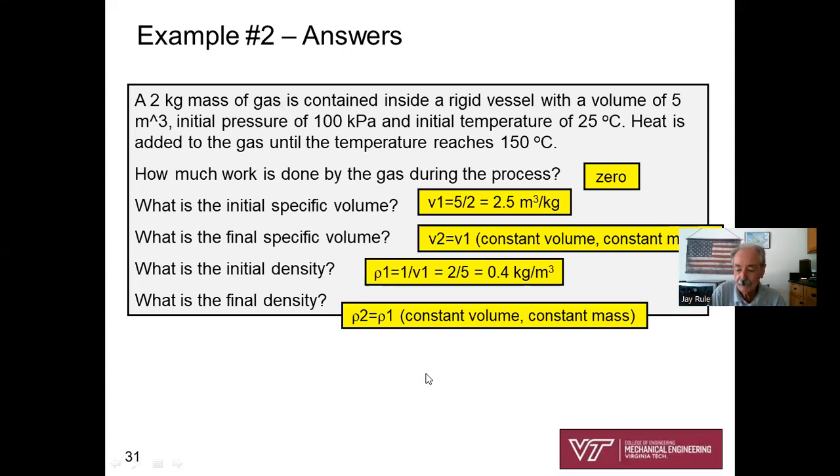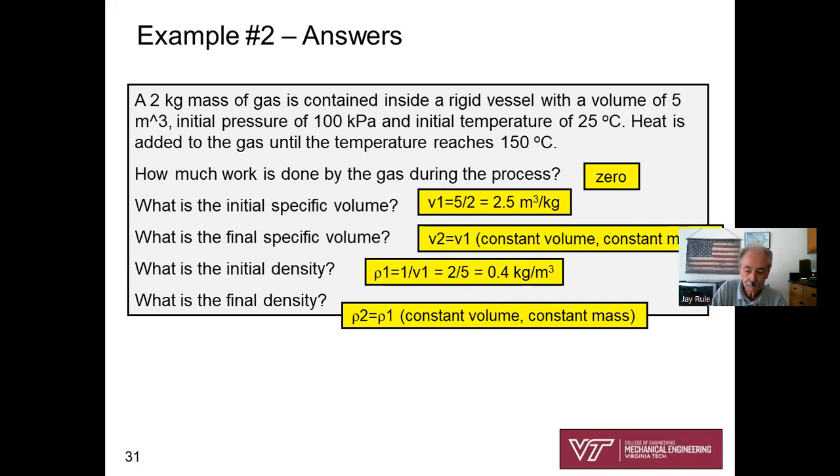Answers. How much work done? 0. What's the initial specific volume? 2.5 cubic meters per kilogram. What's the final specific volume? 2.5 cubic meters per kilogram. What's the initial density? 0.4 kilograms per cubic meter. What's the final density? 0.4 kilograms per cubic meter. Boom.